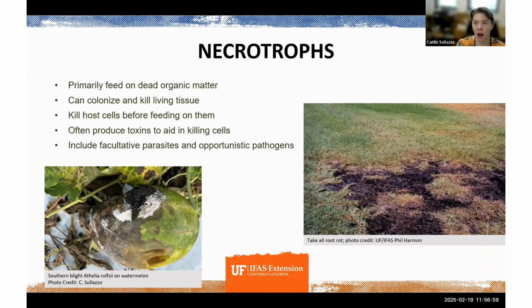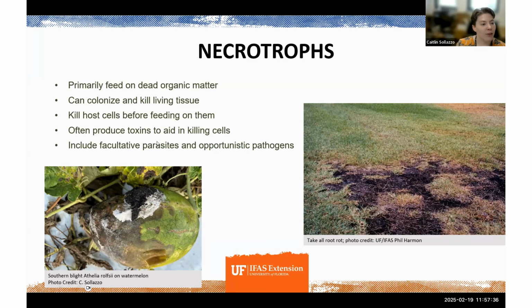All right, so now we're going to go to the opposite end of the spectrum. Biotrophs need living tissue in order to survive. Necrotrophs don't. They actually need the tissue to be dead. They only consume dead tissue. They can colonize living tissue, but they have to kill the tissue before they consume it. A lot of times they produce toxins, which is what ends up killing the living tissue so that they can slurp up all the juices.